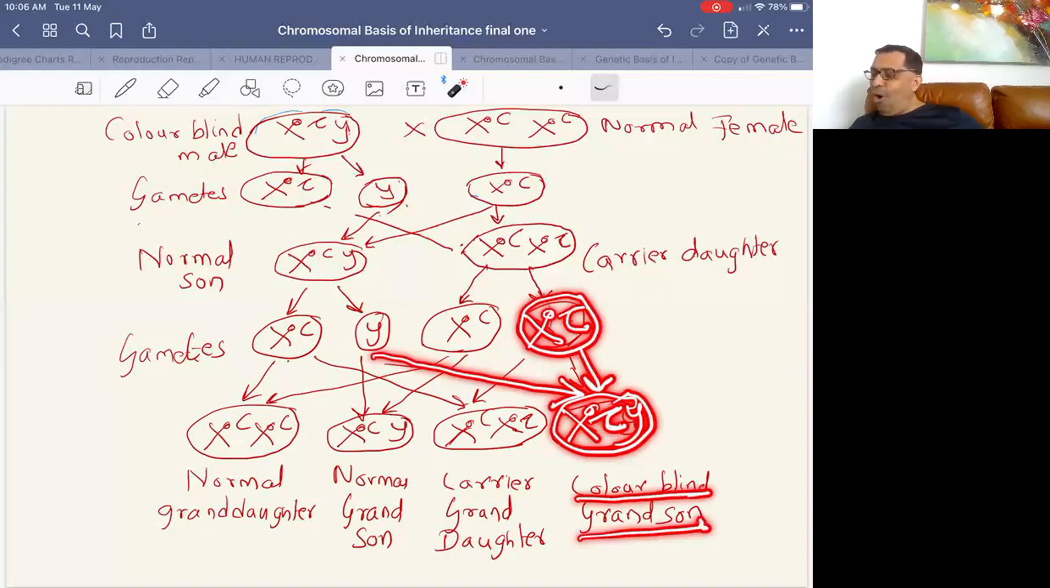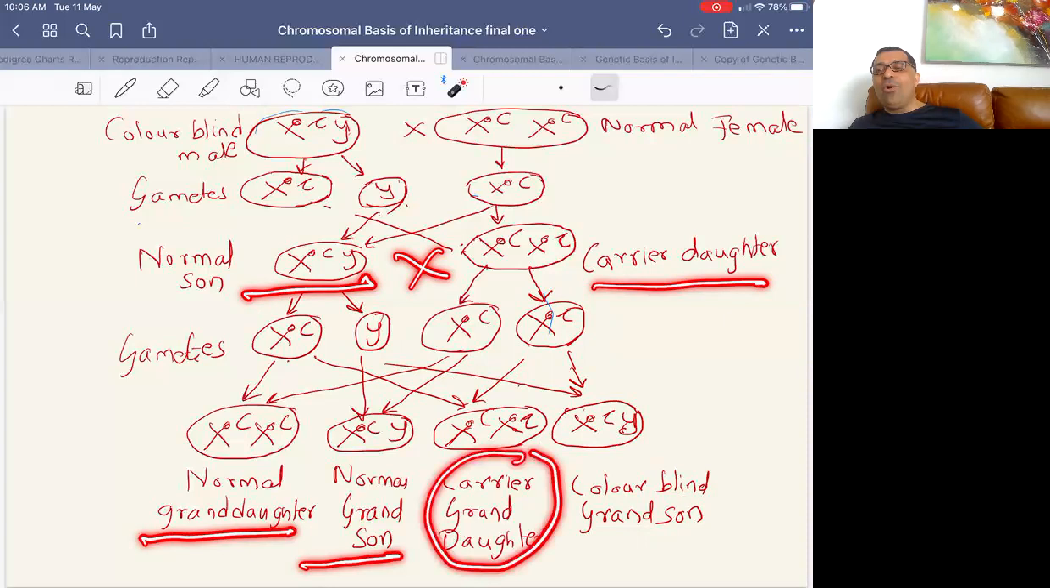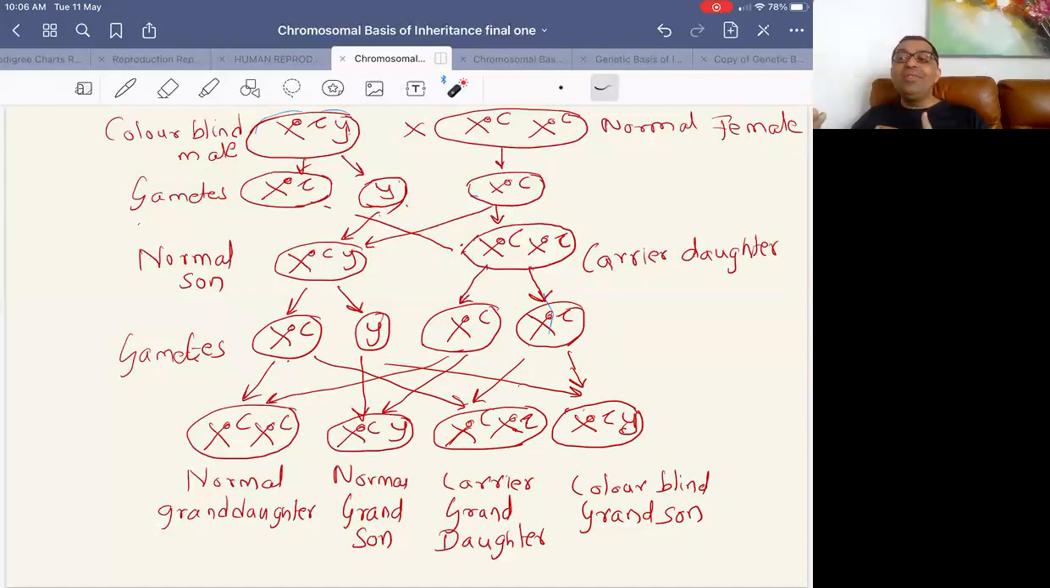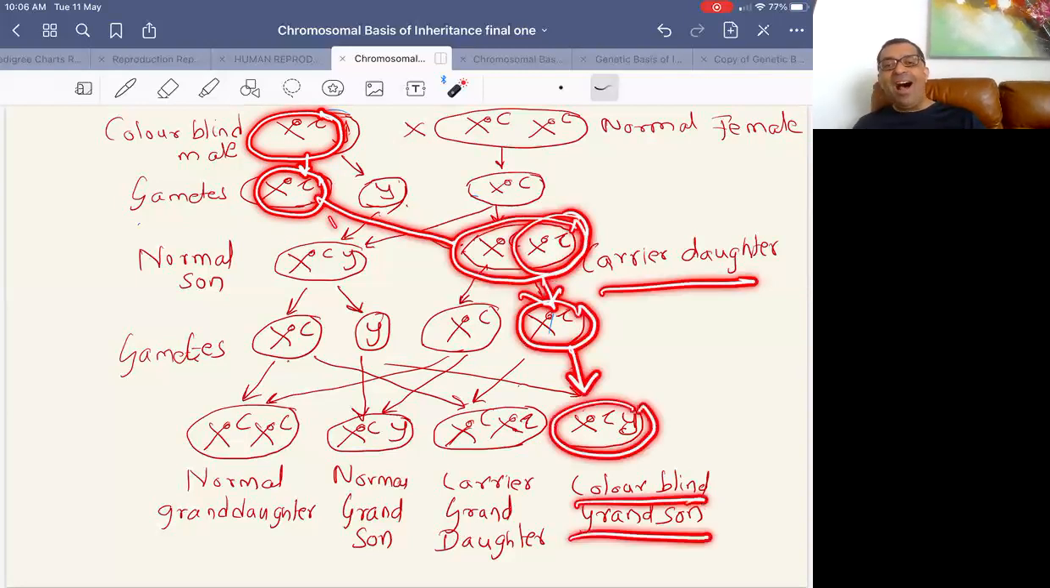So what has formed from the carrier daughter marrying a normal son or normal man? You can get normal granddaughter, normal grandson. You can again get carrier granddaughter, but you can get colorblind grandson. So where has the disease gone from? From colorblind male, it has gone via gamete into carrier daughter, and via gamete it has gone into colorblind grandson.